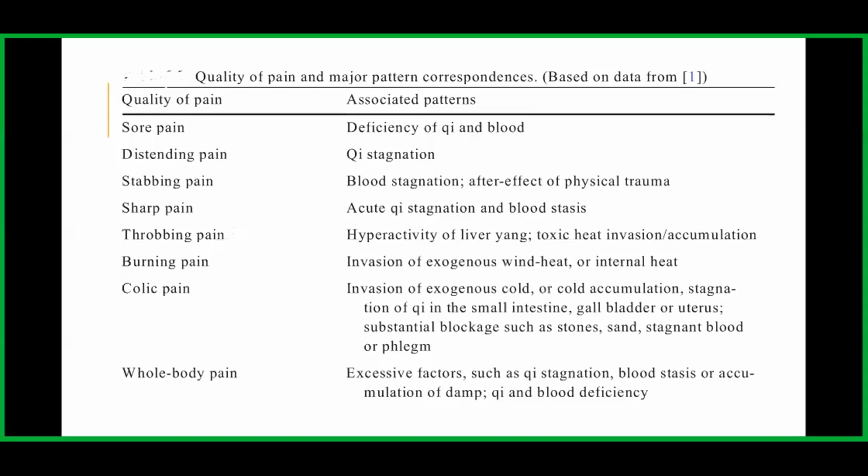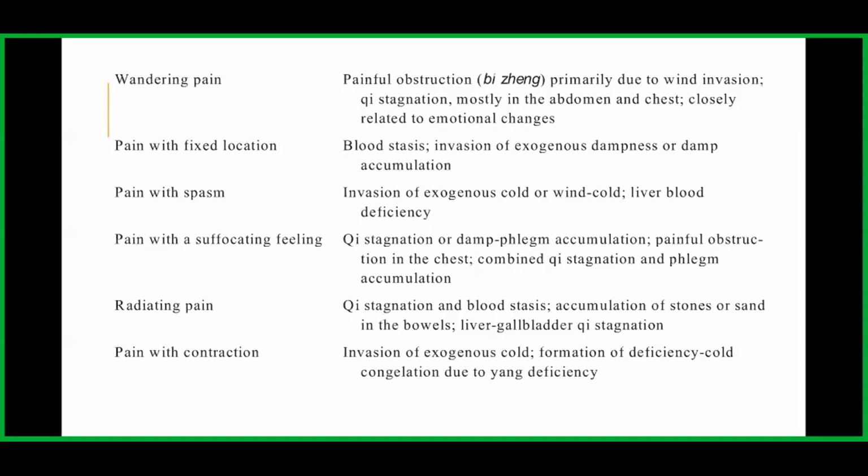For colic pain, that's invasion of exogenous cold or accumulation and stagnation of qi in the small intestine, gallbladder, or uterus, and it's a substantial blockage such as stones, sand, stagnant blood, or phlegm. When there's a whole body pain, that is a pattern of excessive factors such as qi stagnation, blood stasis, or accumulation of damp, and qi and blood deficiency. If there's wandering pain, that could be painful obstruction primarily due to wind invasion, qi stagnation, and mostly in the abdomen and chest, and it is closely related to emotional changes.